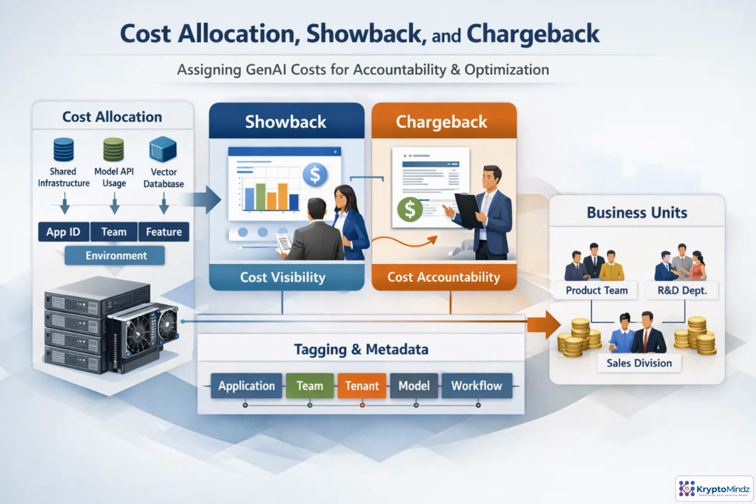FinOps becomes actionable when GenAI costs are tied to the people and products creating demand. Start with every relevant cost pool: model APIs, GPUs, vector databases, logging, shared infrastructure, and platform operations. Use consistent metadata such as application, team, tenant, model, environment, and workflow to allocate costs fairly. Showback makes spending visible so teams can understand patterns and optimize behavior. Chargeback goes further by assigning actual budget responsibility. The goal is not punishment. It is clearer ownership, better trade-offs, and fewer hidden subsidies across the business.